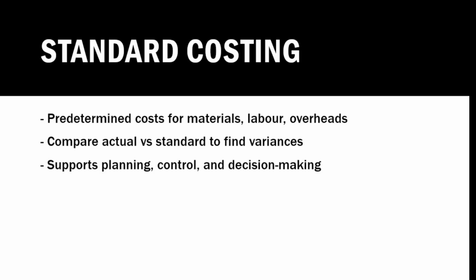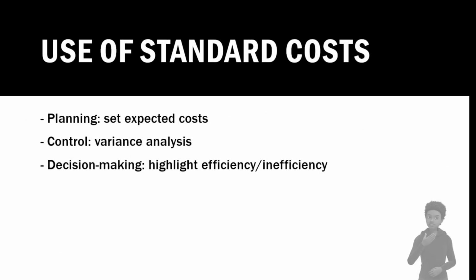Use of standard costs. Why do we use standard costs? They help in planning by setting expected costs. They support control by highlighting variances. They are useful in decision-making since variances show efficiency or inefficiency.